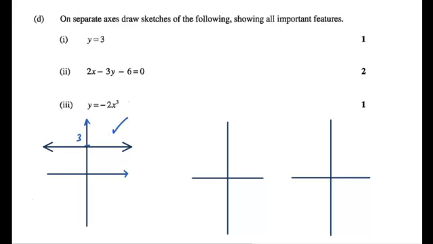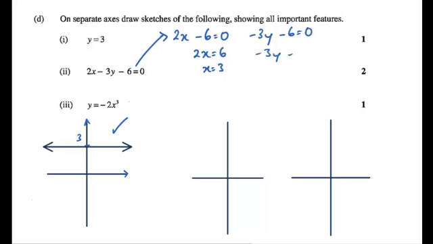1 mark for that. The next one is a straight line. You may need to do some rearranging here or find the x and y intercepts. So if we do the x and y intercepts, let's just quickly do that. For the x-intercept, we let y equal 0, so we will have 2x minus 0 minus 6 equals 0. 2x equals 6, so x equals 3. That's your x-intercept. For your y-intercept, let x equal 0, so negative 3y minus 6 equals 0. Negative 3y equals 6, and y equals negative 2.